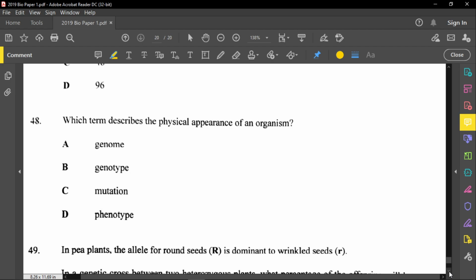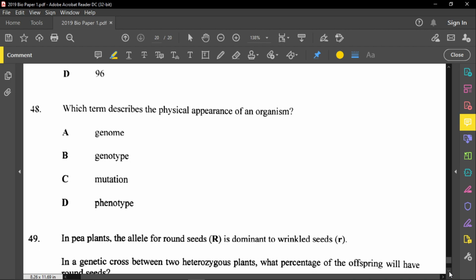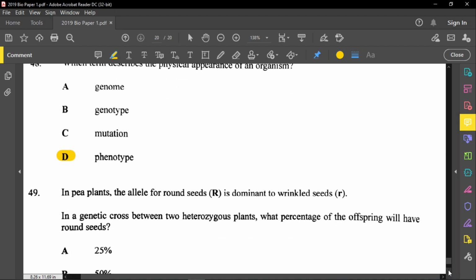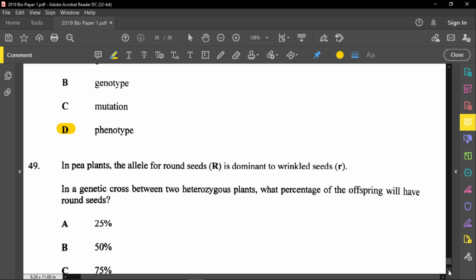Now, question number 48 is which term describes the physical appearance of an organism? Straight off the bat, we know that this here is our phenotype. Phenotype shows the physical trait, the physical characteristics, or the observable traits, the things that you can observe about an organism. That's the phenotype. And please remember that phenotype is determined by the genotype. Genotype determines the phenotype, okay? So based on the genotype, you'll know the phenotype.